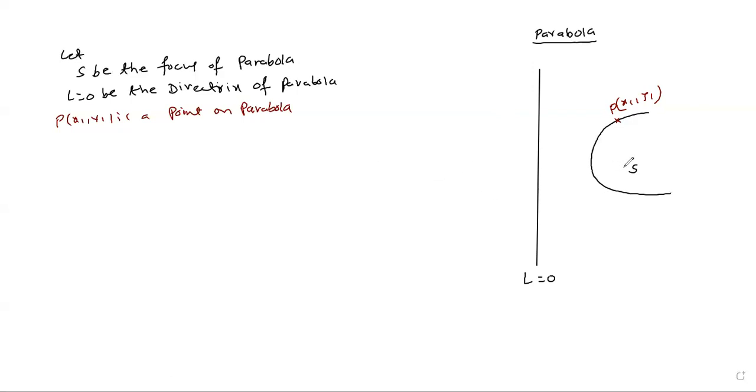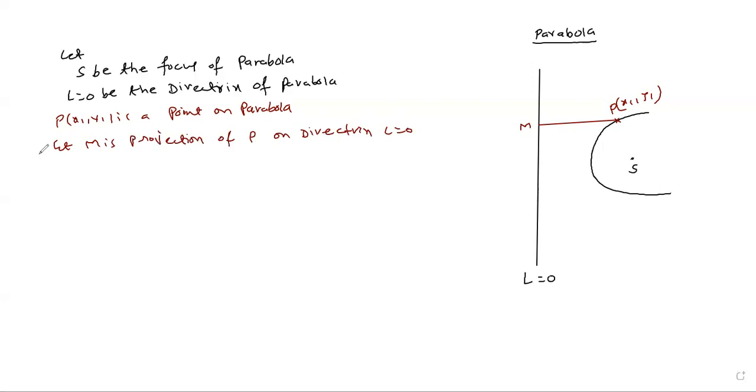Now take projections. Projection means foot of perpendiculars. Projection from P to the directrix: draw a perpendicular line from P to the directrix. So that perpendicular lands at M on L. So M is the projection, the foot of the perpendicular. M is the projection of P on the directrix L equal to 0.